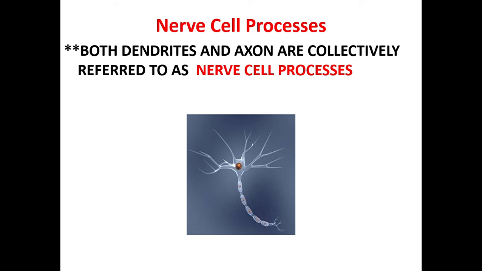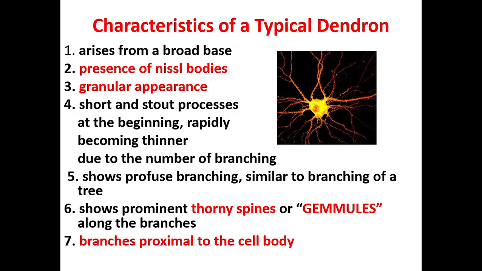Take note that both dendrites and axon are referred to collectively as nerve cell processes. There are 7 characteristics of a typical dendron. Number 1, it arises from a broad base from the soma of nerve cells. Presence of Nissl bodies. The presence of Nissl bodies in the dendrites gives them a granular appearance under the microscope. The dendrites are short and stout processes at the beginning, rapidly becoming thinner due to the number of branchings. If they branch, they show profuse branching, similar to the branching of a tree.